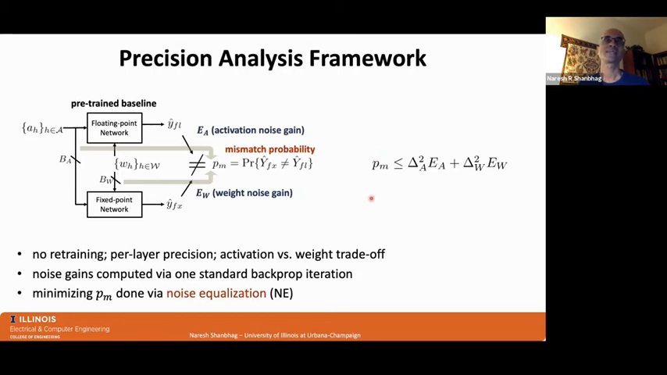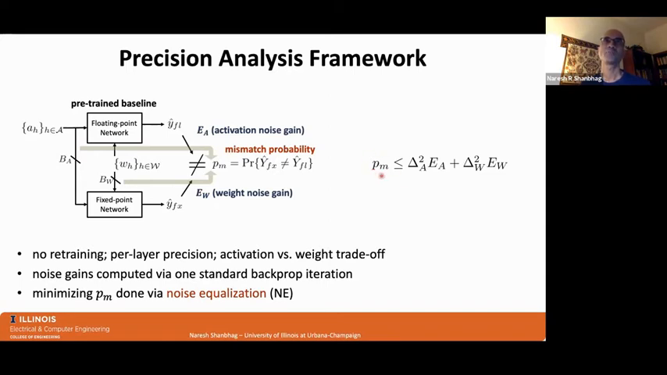This whole analysis framework revolves around computing what are called noise gains. When I quantize the input activation, it creates this quantization noise. If you remember Q sub X, that Q is a random variable, so it has a variance. And the variance has to be propagated through the network, and that propagation path has a gain of E sub A, and the same thing with the quantization noise for the weights.